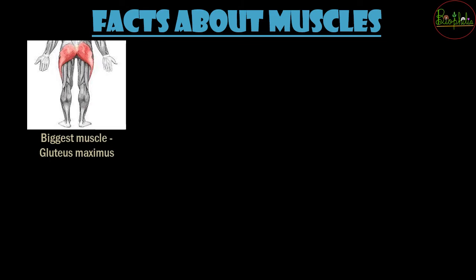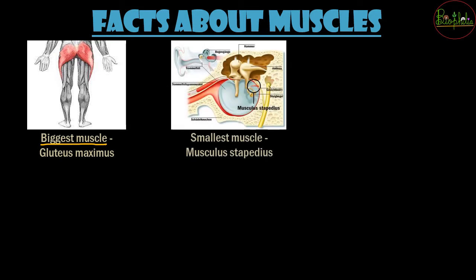So one fact is the biggest muscle is going to be at your buttocks, that is gluteus maximus. That is a fact you can remember. Biggest muscle, you can go and ask your friends about it. Might be they might not be knowing, and you can outshine there. The smallest muscle is going to be musculus stapedius. Now this musculus stapedius is going to be present in your ear. So you can think of inside your ear you have this smallest little muscle that is present in your body.